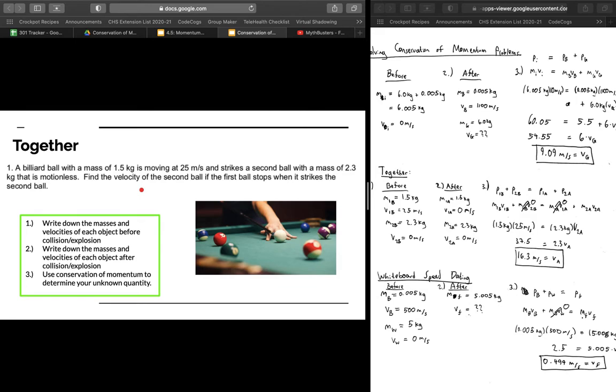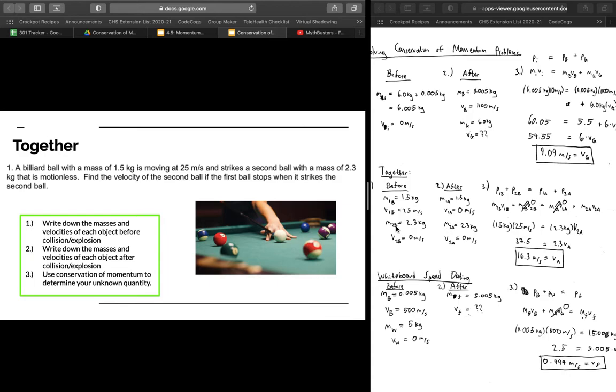We want to find the velocity of the second ball if the first ball stops when it strikes the second ball. So again, we proceed by writing down the masses and velocities of each object before the collision. In this case, the mass of the first ball before the collision, m1b, equals 1.5 kilograms, and the velocity of the first ball before the collision, v1b, equals 2.5 meters per second.